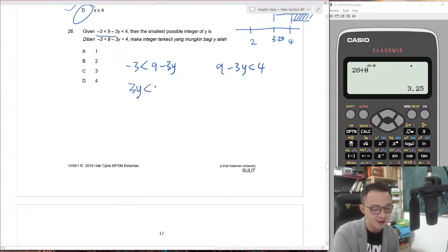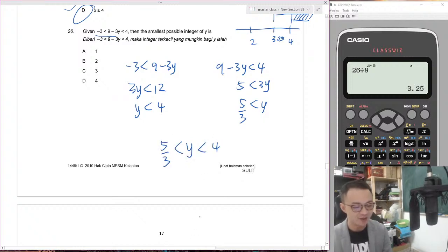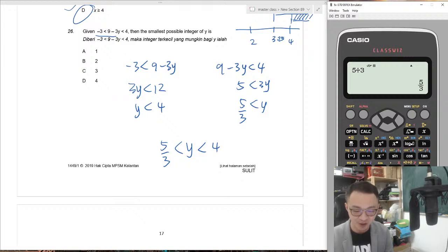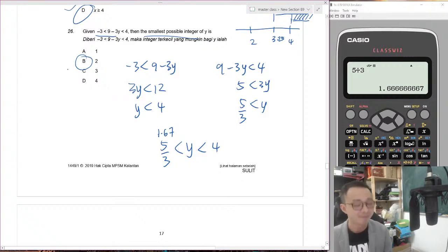This is 3y, 12. Y is less than 4. Then this one should be 3y, 5. Then y is 5 over 3. Then y must be bigger than 5 over 3, must be less than 4. 5 over 3 is about 1.67. So y must be bigger than 1.67 but less than 4. So the smallest possible answer is 2. Okay, quite straightforward this one. You just need to solve the inequality.